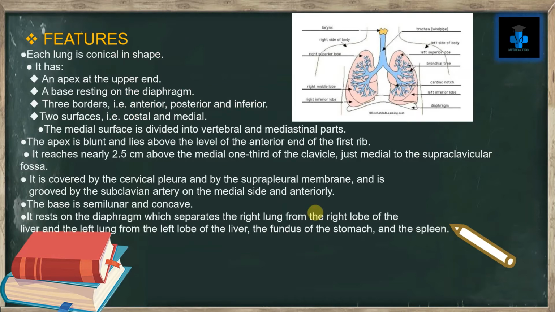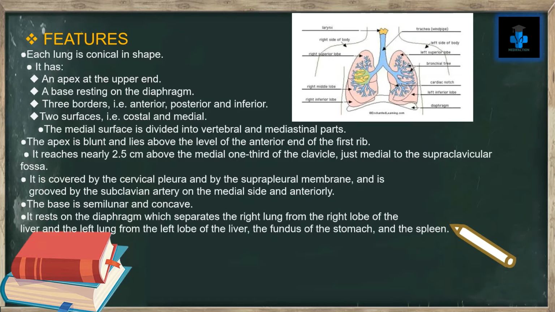Coming to the features. Each lung is conical in shape. It has an apex at the upper end, right here you can see, and a base which is resting on the diaphragm. There are three borders, which are the anterior border, the posterior border and the inferior border. And there are two surfaces: one is the costal surface and the other is the medial surface. The medial surface is divided into vertebral and mediastinal parts, that is, posterior and anterior respectively.